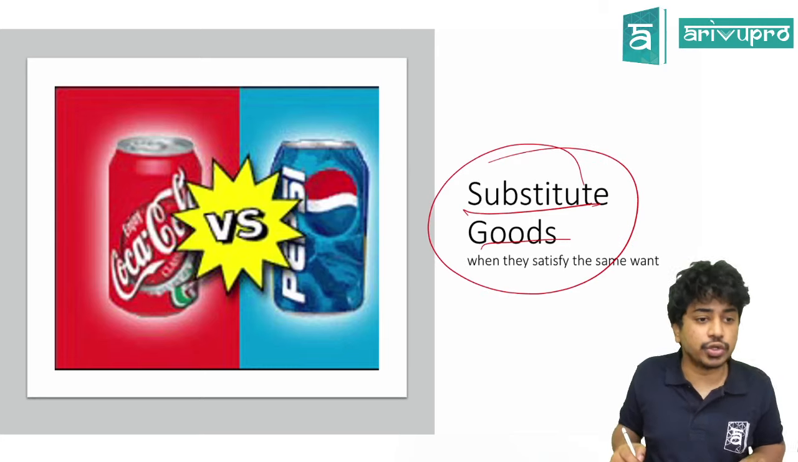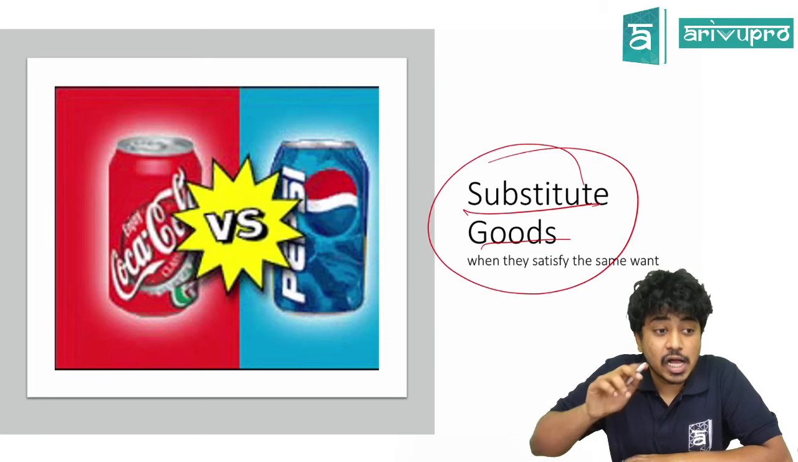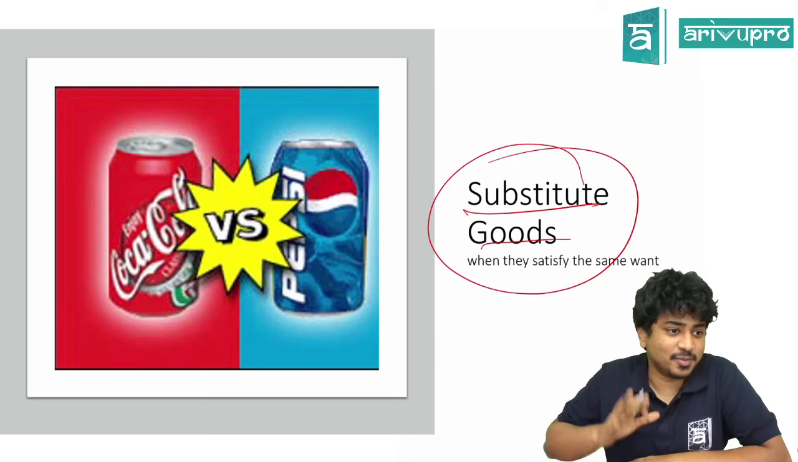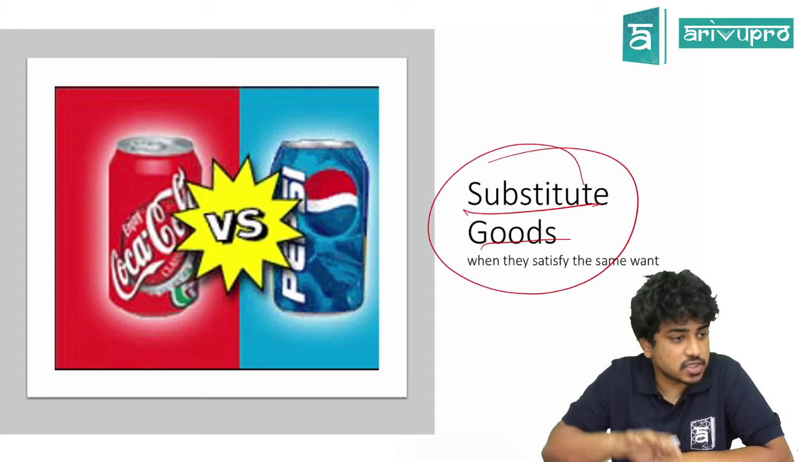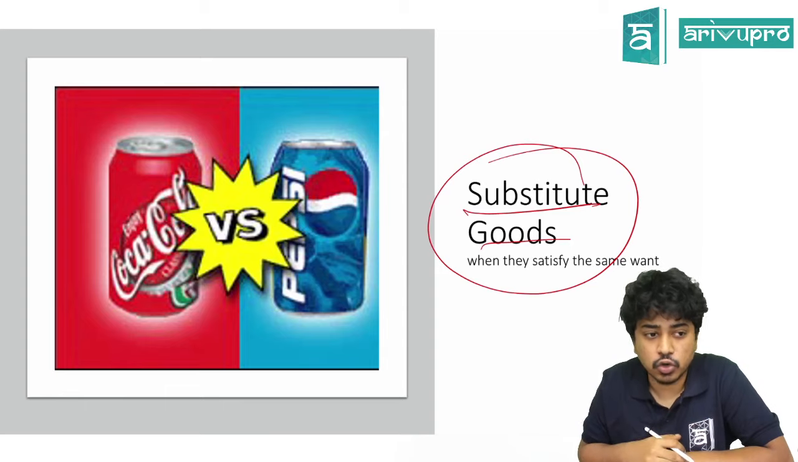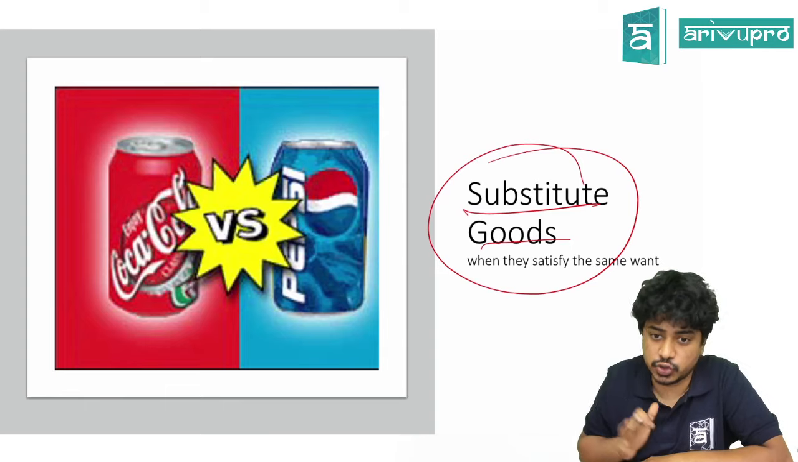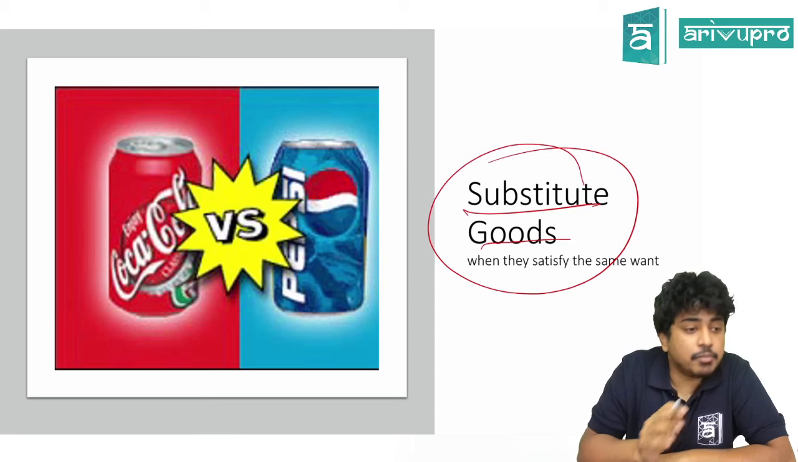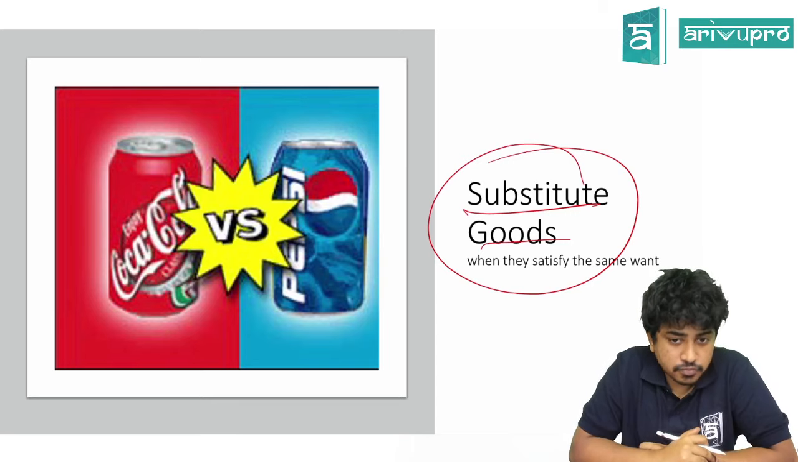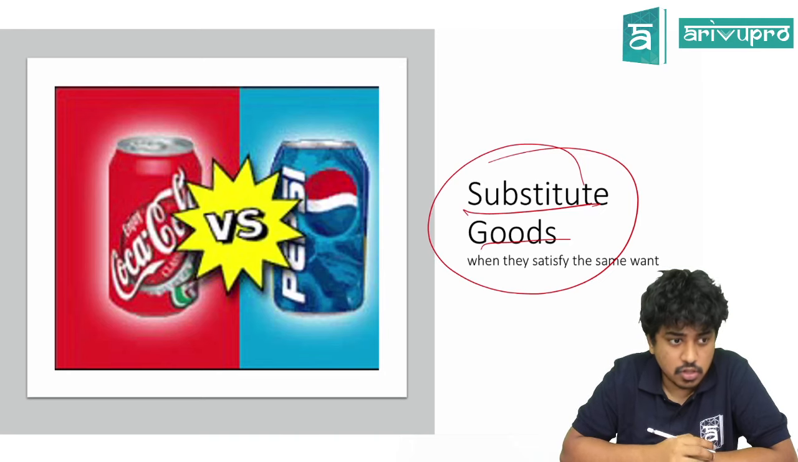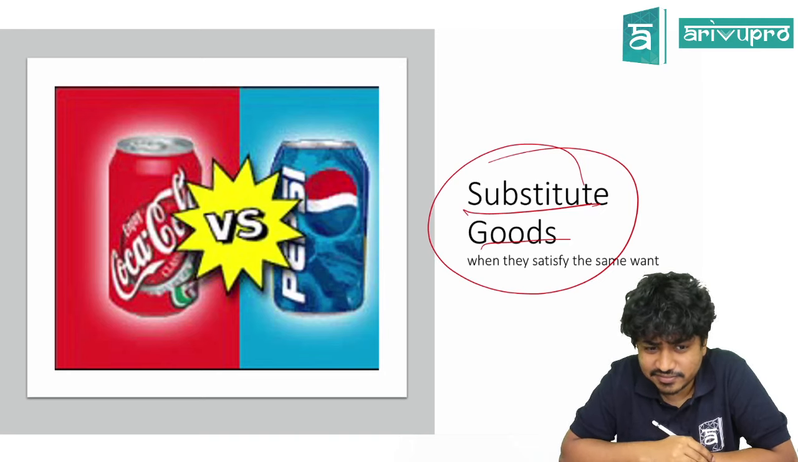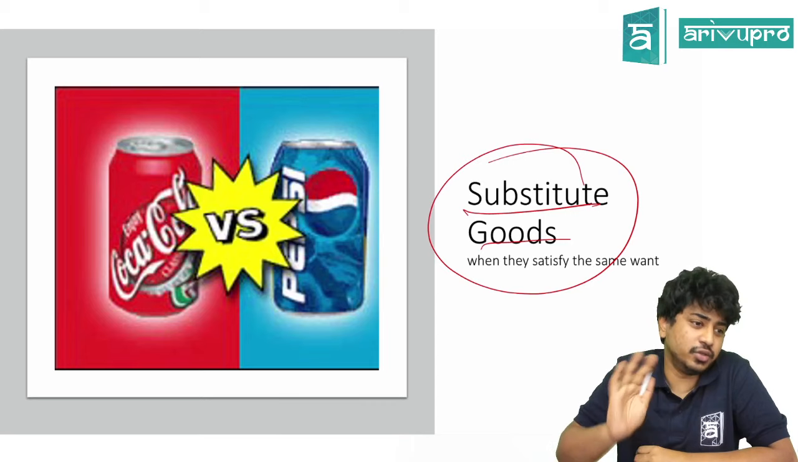What are substitute goods? Goods which are used for each other or which can substitute each other. If this is not there, you can use this product and go ahead. That is called substitute goods. Example, Pepsi and Coke, right? Pen and pencil sometimes, right? Coffee, tea, right? These are all substitute goods.